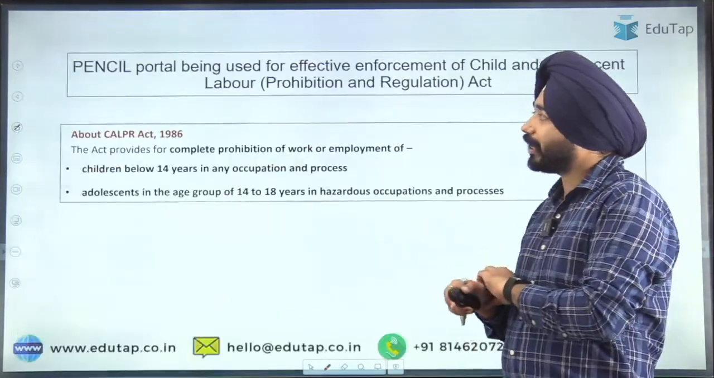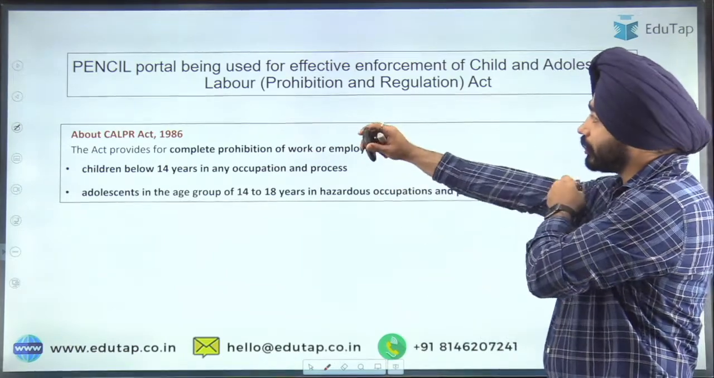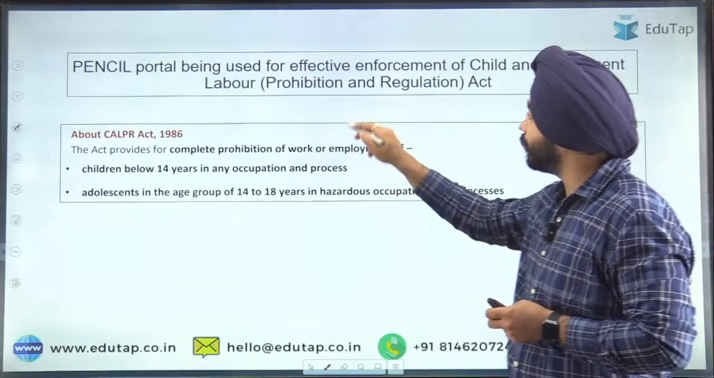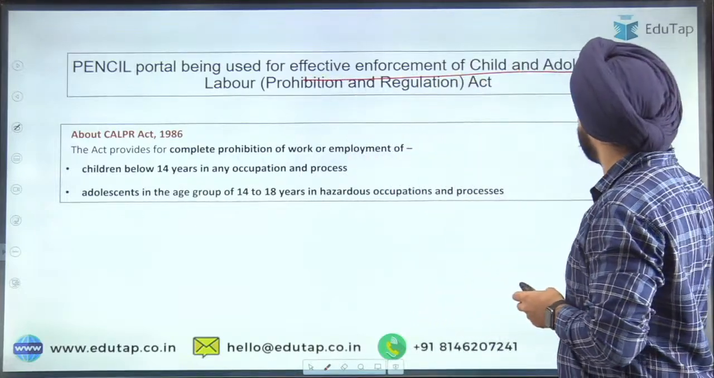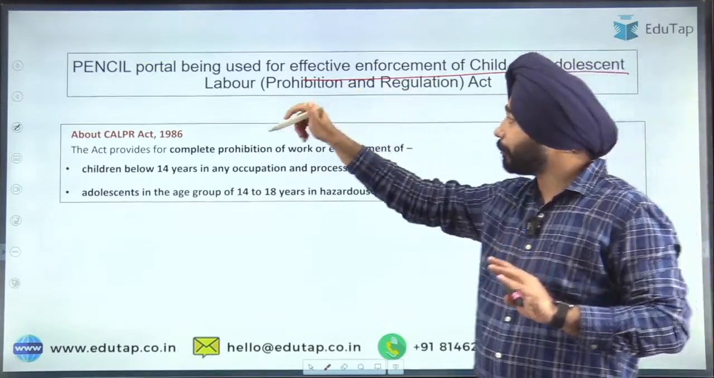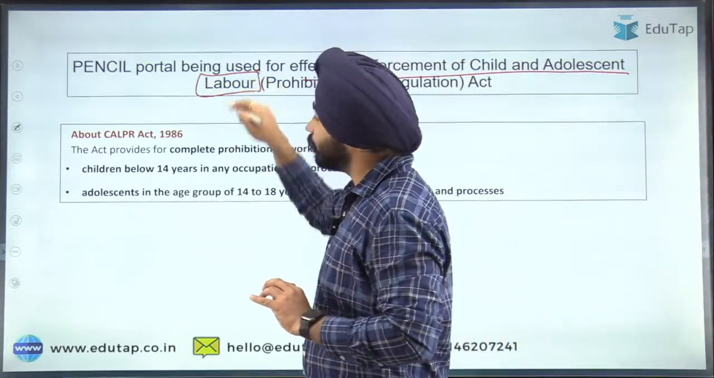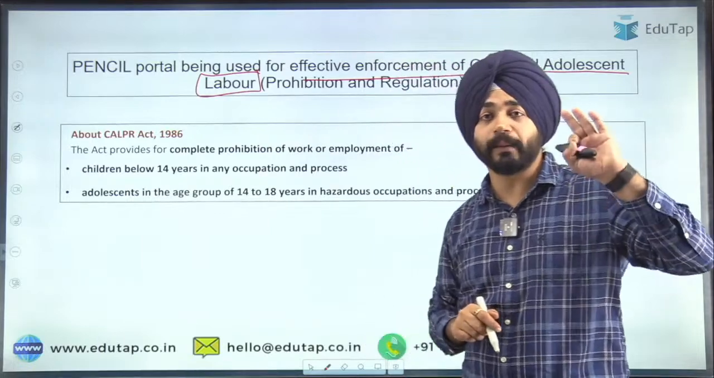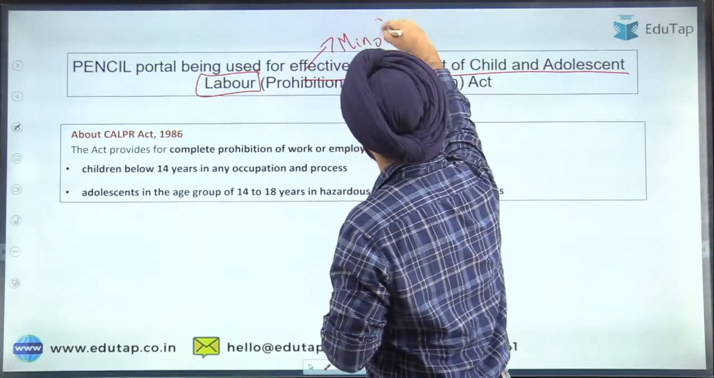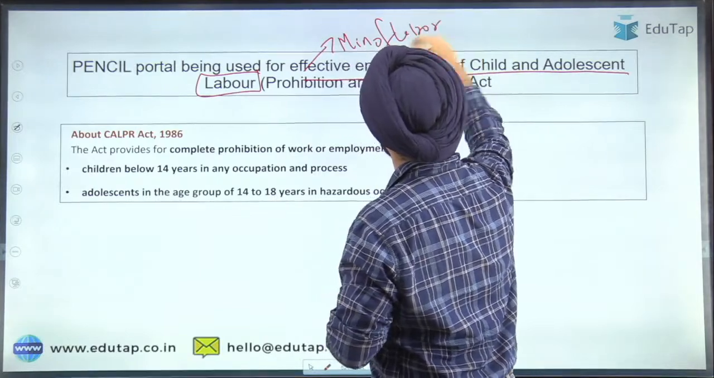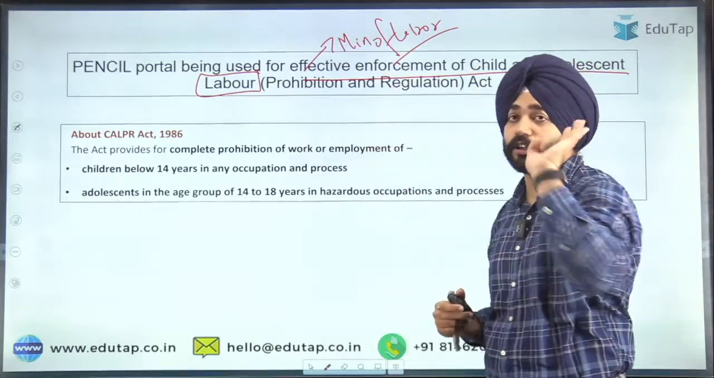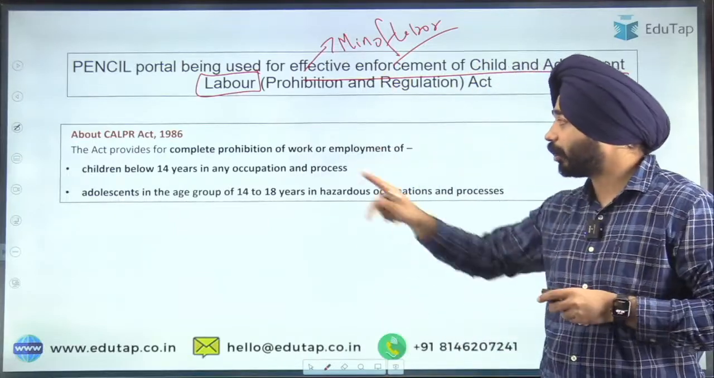Now, the next thing is about the PENCIL portal. The PENCIL portal has been seen in the news. In the PIB heading, it was that the PENCIL portal has been used for effective enforcement of child and adolescent labor. From the term child and adolescent labor, the simple thing to remember is that it is implemented by the Ministry of Labor, because it talks about child labor. Now see the thing here.